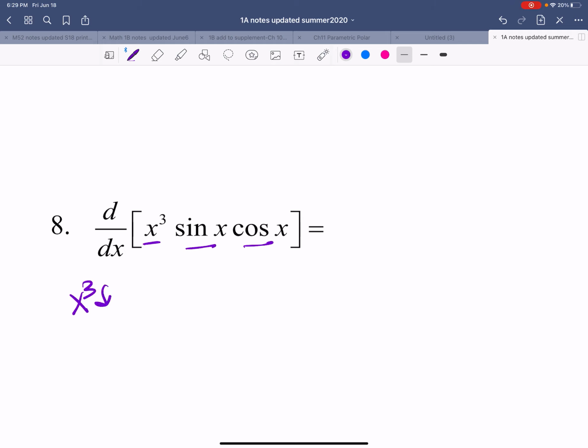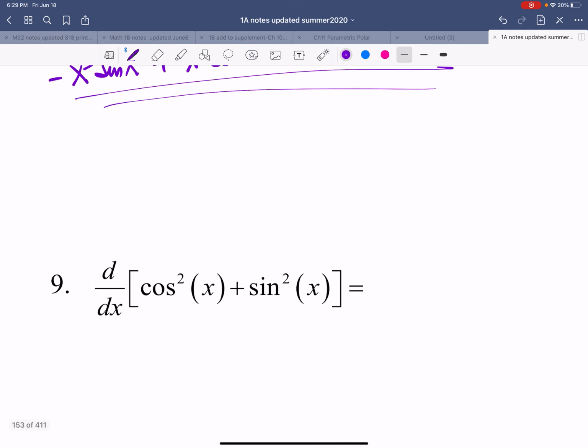So first function, second function as it is, and derivative of the cos x would be negative sine x, so that would become sine square x, plus x cube, cos x as it is, and derivative of sine x is cosine x, so that would become cos square x, plus 3x squared sine x cosine x. And that's the derivative in this case.